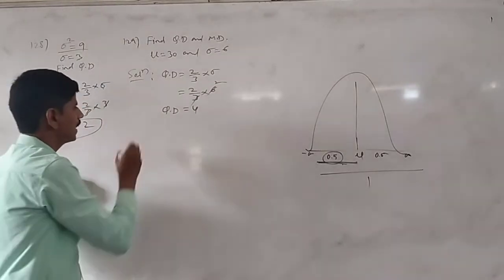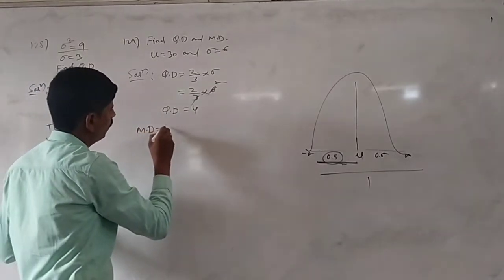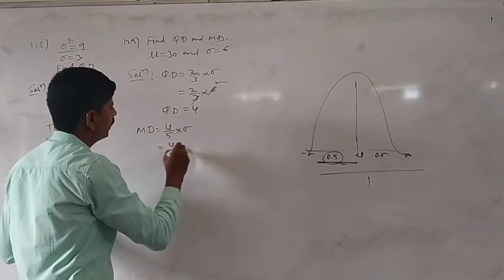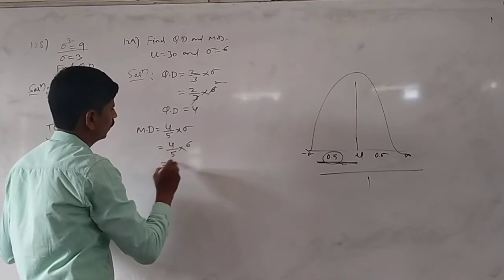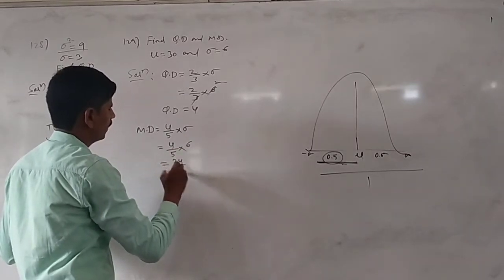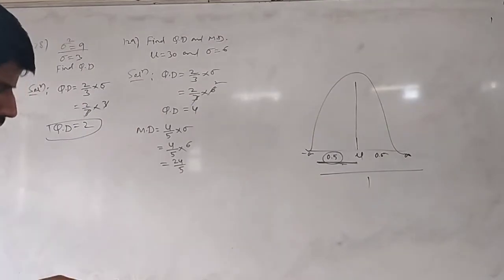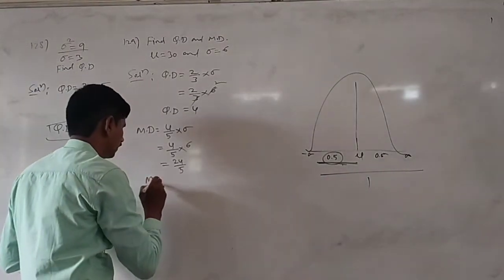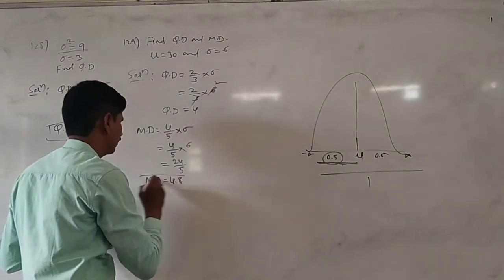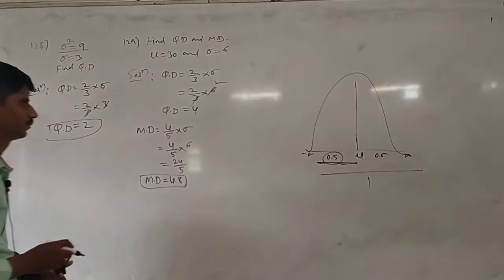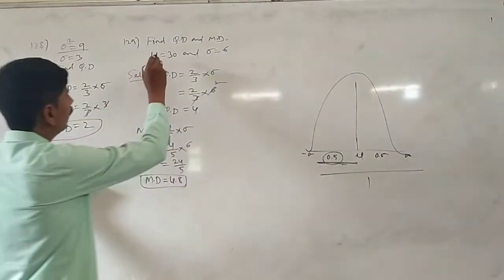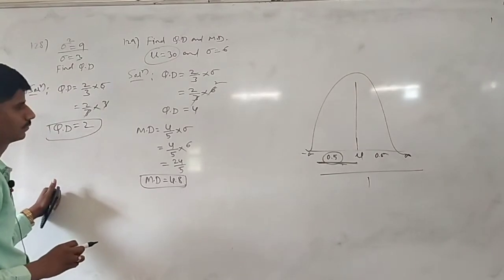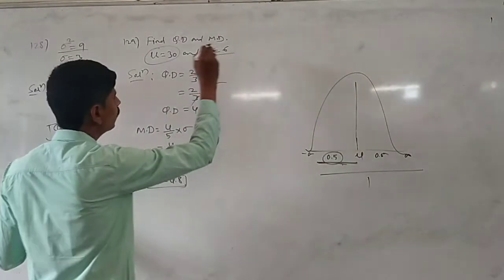Next you have to apply the MD formula, mean deviation. What is the formula? 4 by 5 into sigma. Sigma value is 6, so 24 by 5. 24 divided by 5 is 4.8. Here mean deviation is 4.8. Here, the mu value is not necessary for calculating QD and MD. Only the sigma value is needed.